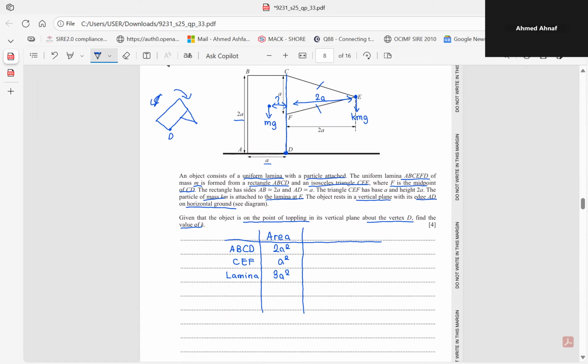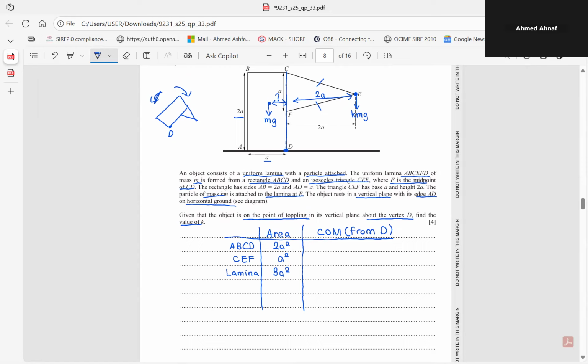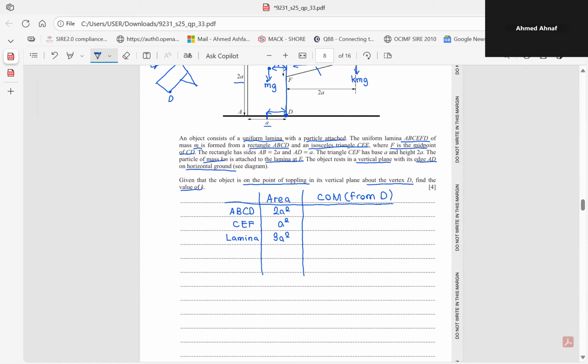Now we are ready to find the center of mass for each of the individual shapes first. I'm just going to say COM from D, the horizontal distance. For ABCD, obviously it's going to be in the center of the rectangle, so the horizontal distance would be halfway from here to here. That's just a over 2 for the rectangle.